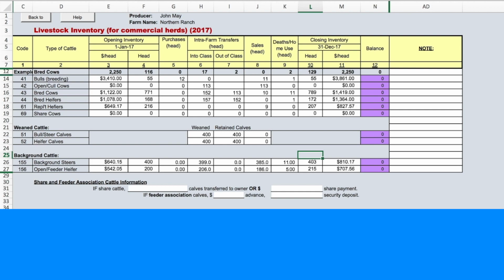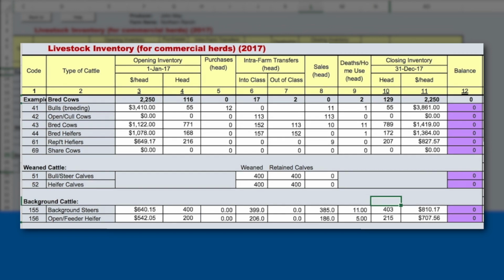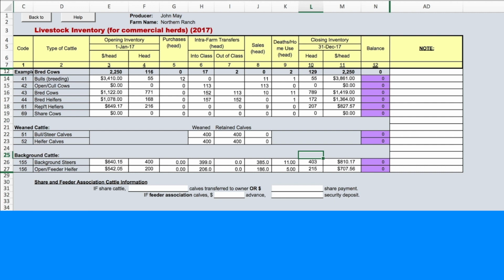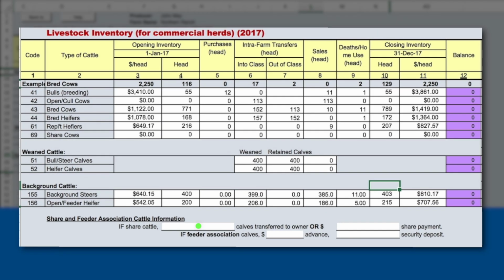When filling out this section, make sure the sales, purchases, and deaths are matching what was provided on the mentioned worksheets. Check the purple column on the right-hand side of the table to make sure it balances to 0 for each row. Interfarm transfers plus weaned calves sold must equal the number of calves weaned on the cow-calf worksheet. If you have share cows, record only the portion you own. If you do not own share cows, record the value as 0.